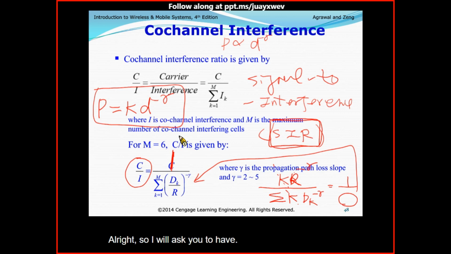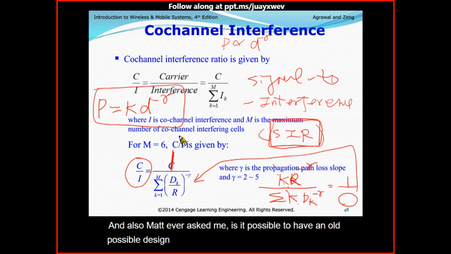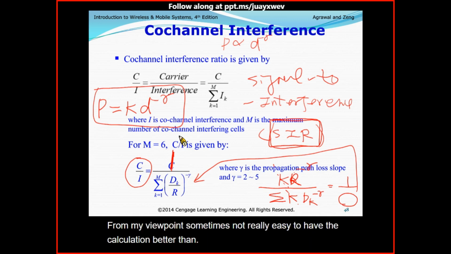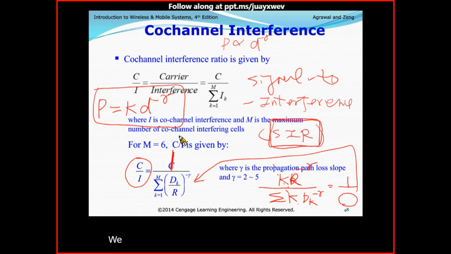Also, Matt once asked me, is it possible to have all possible distance calculations using a Cartesian coordinate system? Maybe I'm not sure, but from my viewpoint, sometimes it is not really easy to do the calculation based on that coordinate system. However, based on the 60-degree coordinate system, we can always find the distance. Alright, so if so, we can try further.